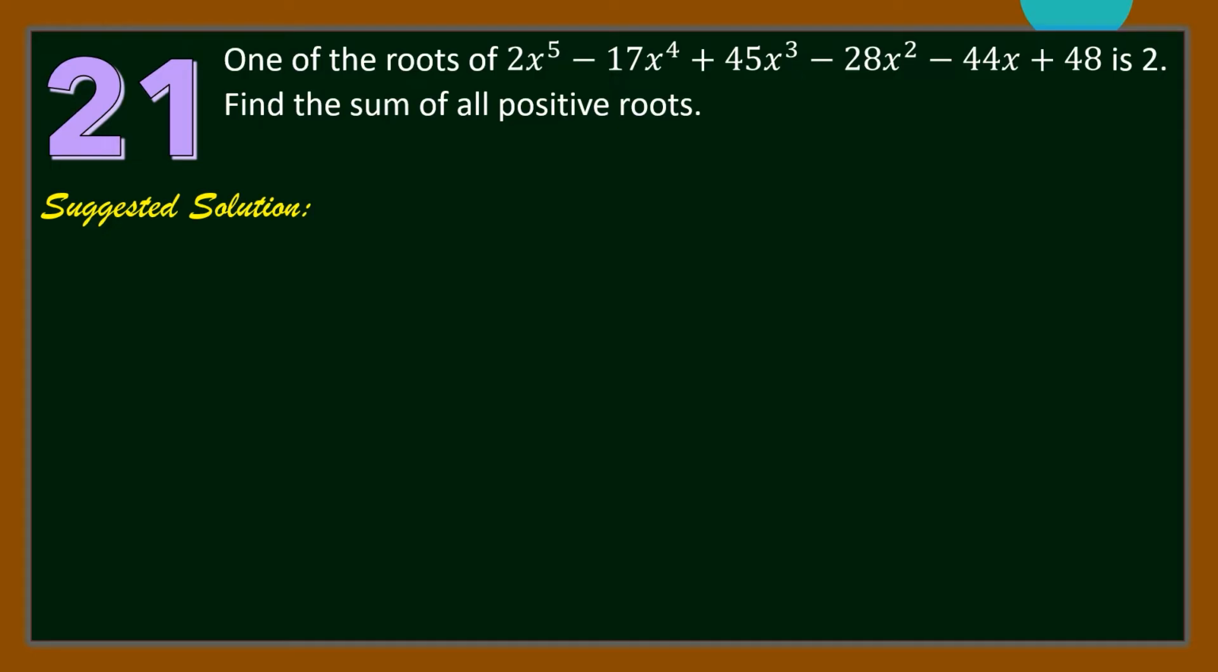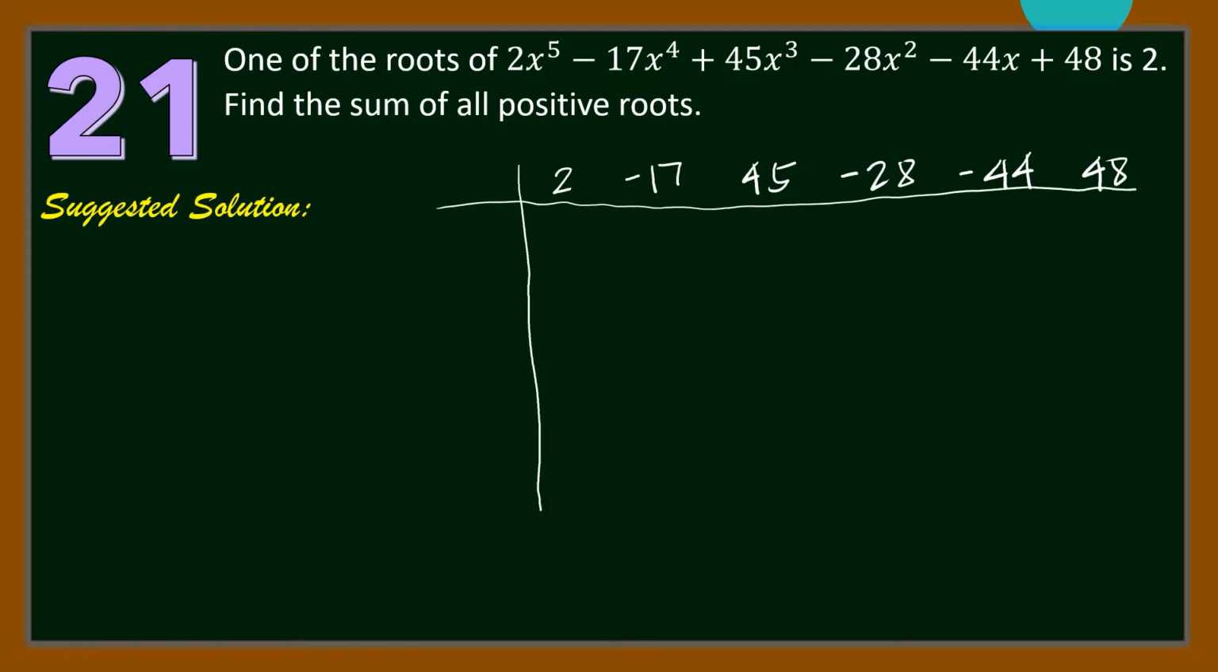First, let us get the coefficients of the given polynomial. We have 2, negative 17, 45, negative 28, negative 44, and then 48. Since 2 is a root, let us use 2 as our divisor. Bring down 2. Then 2 times 2 is 4 plus negative 17, that is negative 13. Then negative 13 times 2 is negative 26 plus 45, that is 19.